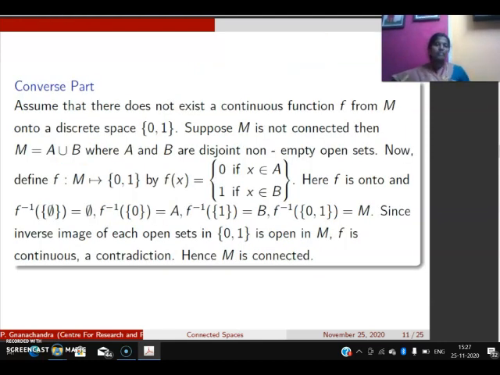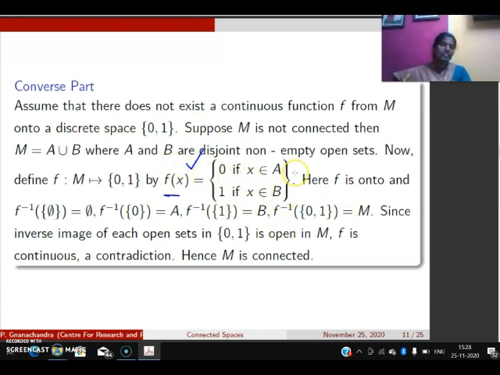Converse part: suppose there does not exist a continuous function F from M onto the discrete metric space {0, 1}. We have to prove M is connected. Suppose we assume that M is not connected, and as usual, M equal to A union B, where A and B are disjoint non-empty open sets. Now we define a function F from M to {0, 1}. See guys, how to define the function: f of x equal to 0 if x is an element of A, and 1 if x is an element of B. So I have defined a function f of x like that.